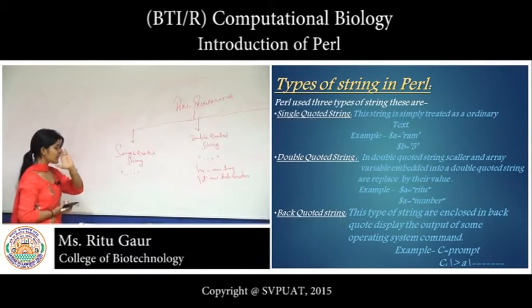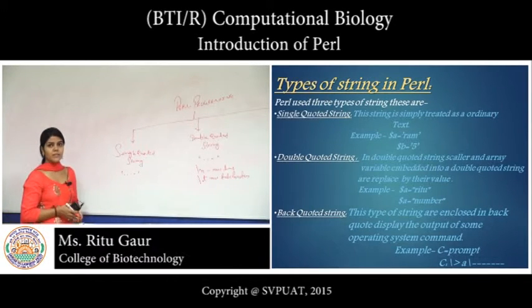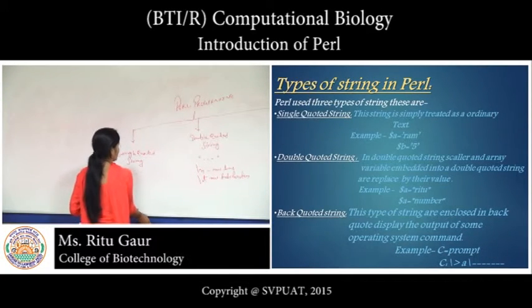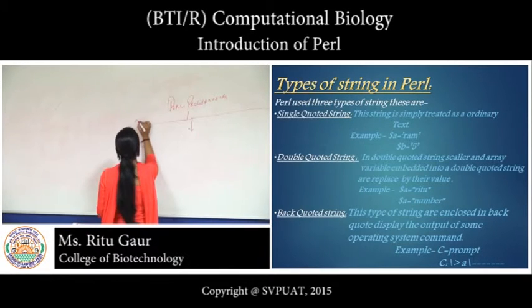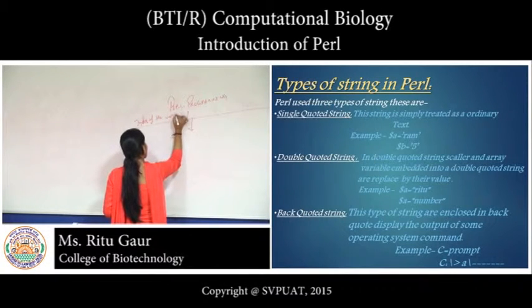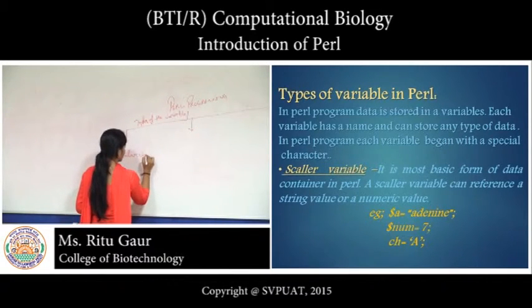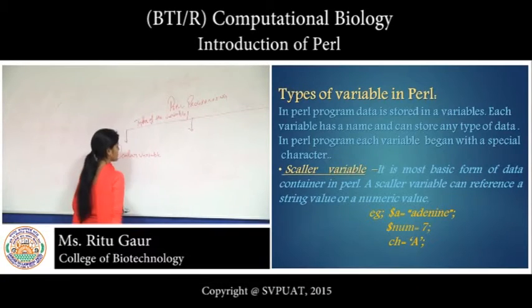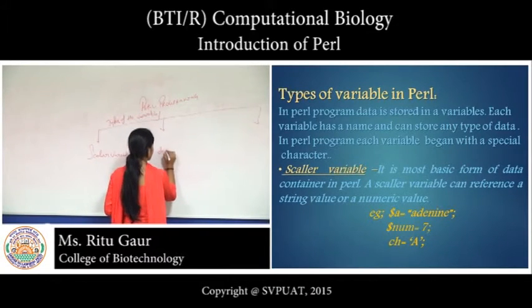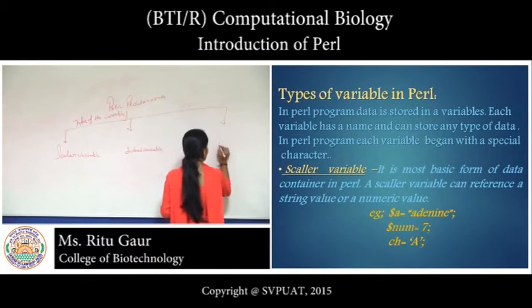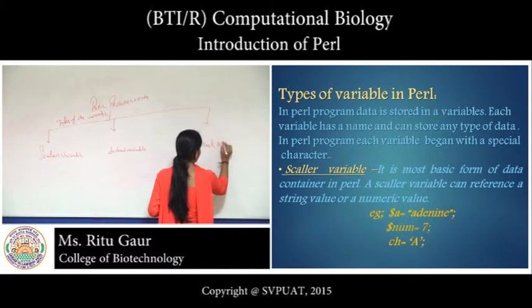In Perl programming we also use three types of variables. Variables are mainly used to store data for calculation. These are the types of variables: scalar variable, indexed variable, and hash or associative variable.